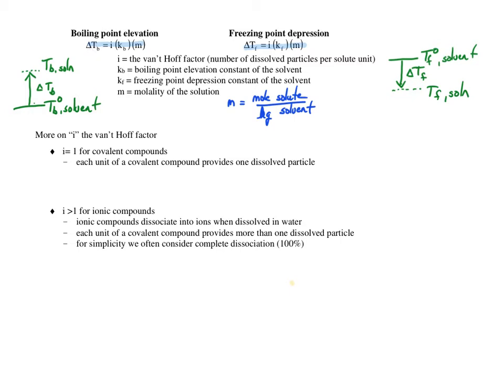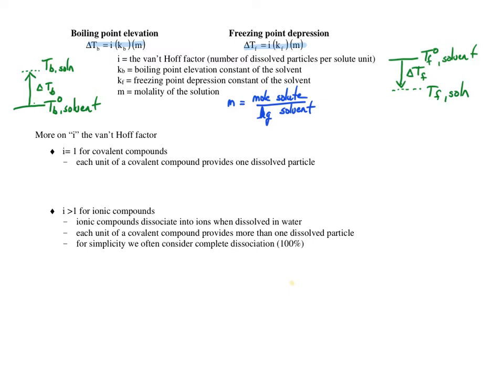Delta Tb is equal to i Kb times m. Now we've already discussed Kb and m, the molality. Let's spend a few minutes talking about i. i is the van 't Hoff factor. It's related to the number of dissolved particles per solute unit.